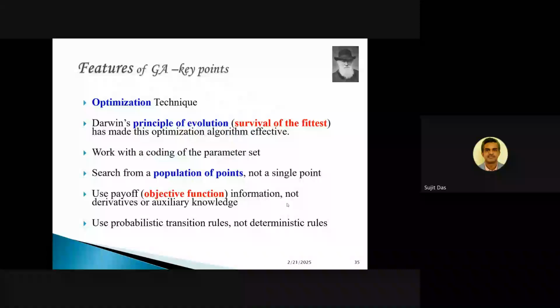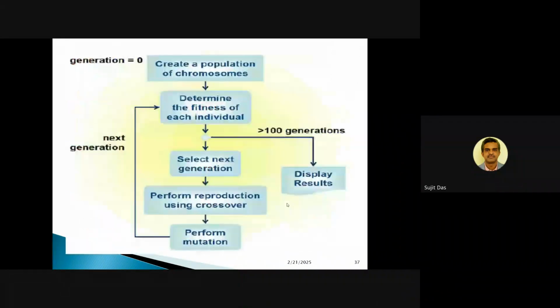Now let us see how things are actually happening. This is the flowchart for our genetic algorithm. Initially, as I said, we will create a population of chromosomes. As you know, chromosomes are our solutions only. Each and every candidate solution we call a chromosome. Then we need to determine the fitness value of each chromosome, which is the quality of the solution.